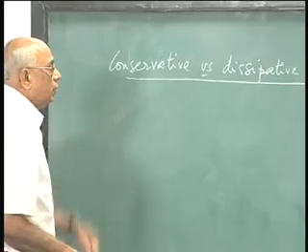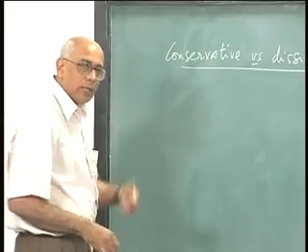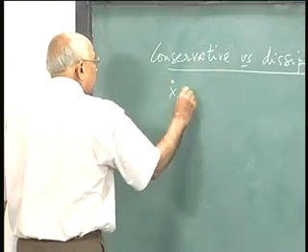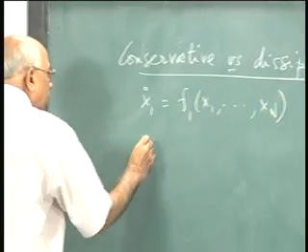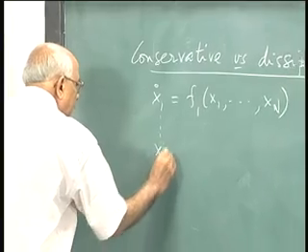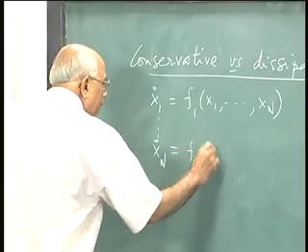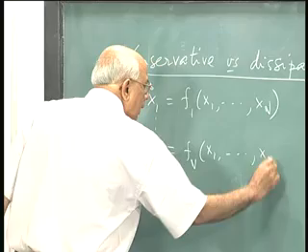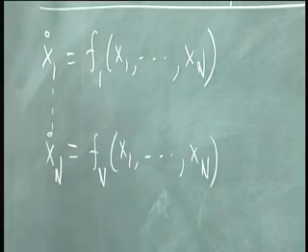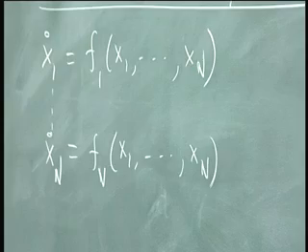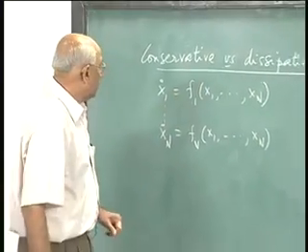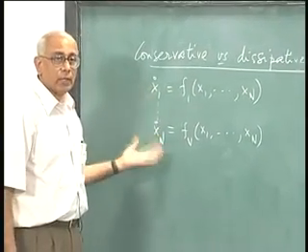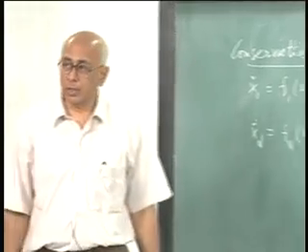Now what do I mean by conservative versus dissipative systems? Let us look at our general case. We have in mind a situation where an n dimensional system is given by a set of equations of this kind. This is not necessarily a problem of a particle in a potential or a set of particles or a rigid body or anything, just a general dynamical system, autonomous because there is no explicit time dependence in the rules here, and it is described by a set of n coupled first order differential equations.